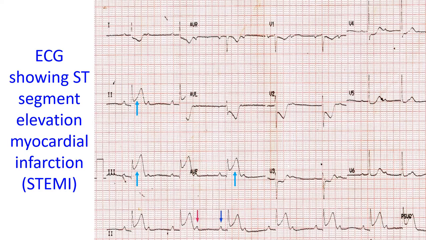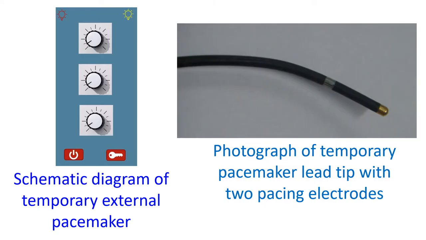In addition, there is second degree AV block with a non-conducted P wave marked by a pink arrow in lead 2 rhythm strip at the bottom of the tracing. Conducted P wave is marked by blue arrow. This particular variety is called inferior wall STEMI because the ST elevation is seen in leads oriented to the lower part of the body: 2, 3 and AVF. Inferior wall means the lower wall of the left ventricle.